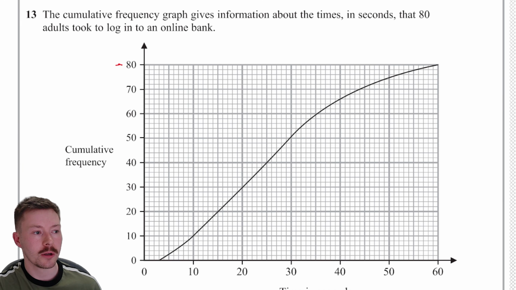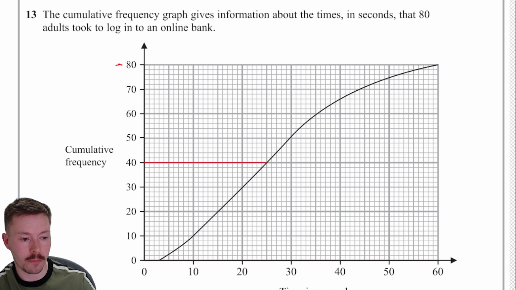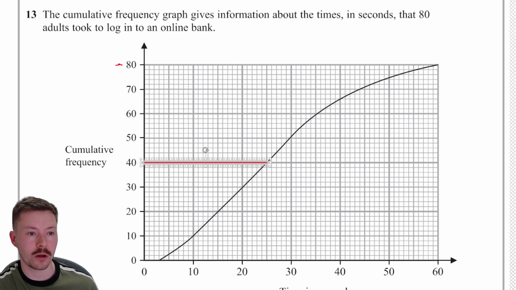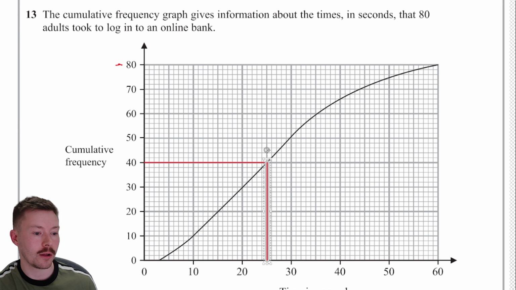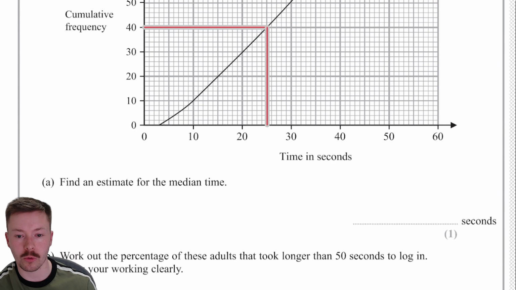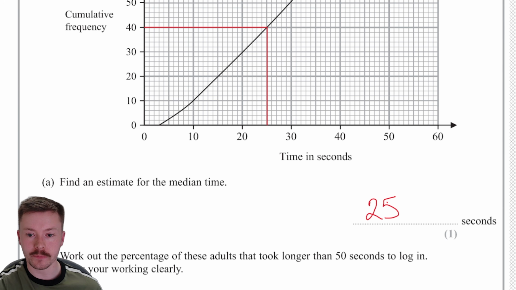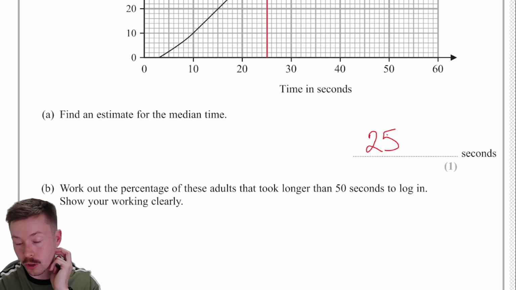So half of 80 becomes 40. So we are going to draw a line across from 40 to my cumulative frequency line. I am then going to draw a line straight down, and where I touch the x-axis would be my answer. So that touches the x-axis there at 25. So that is the estimate for the median time, 25.